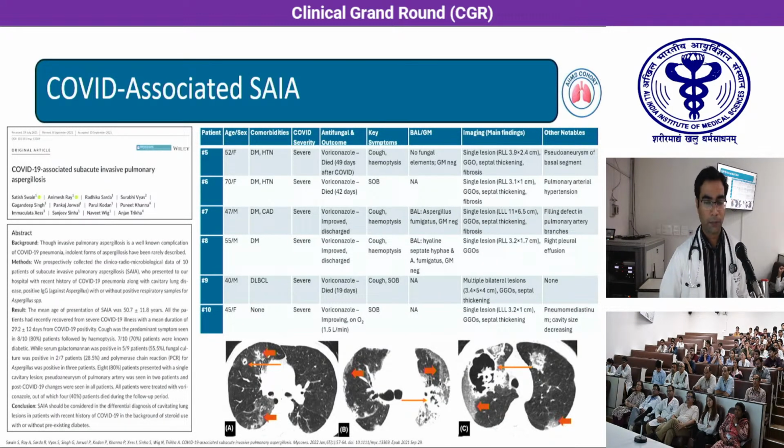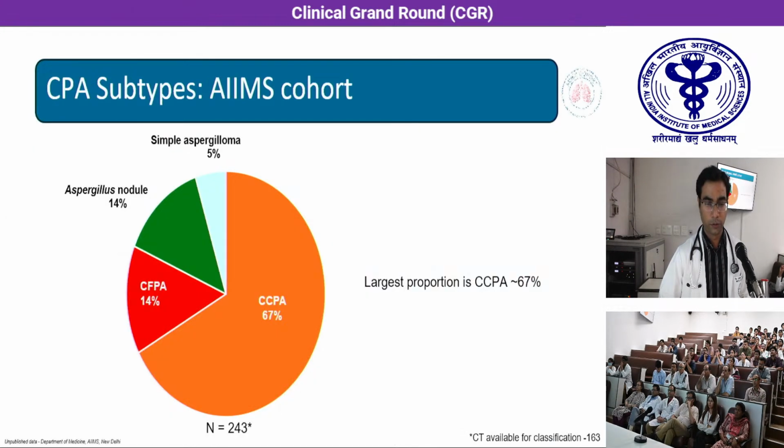In a case series of 10 subacute invasive aspergillosis patients with recent history of COVID-19, which was published by our department, cough and hemoptysis were the main presenting symptoms. 7 out of these 10 patients had diabetes, and all of them had a history of steroid use. In our AIIMS cohort also, CCPA was the more frequent presentation, contributing to around 2/3 of patients of CPA. Aspergillus nodule and chronic fibrosing pulmonary aspergillosis constituted 14% of it, and simple aspergilloma was found in around 5% of patients.